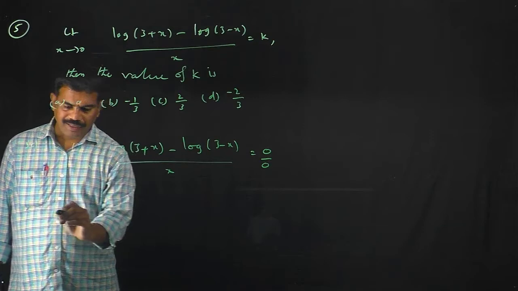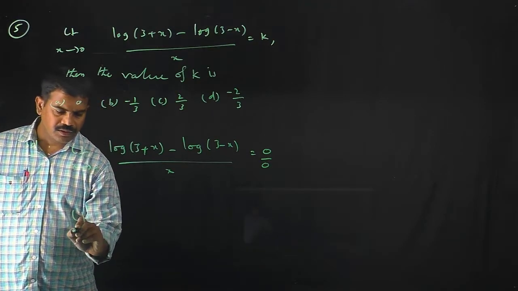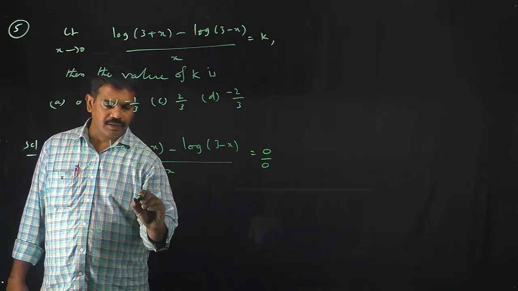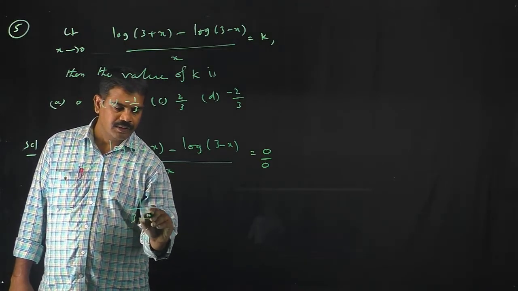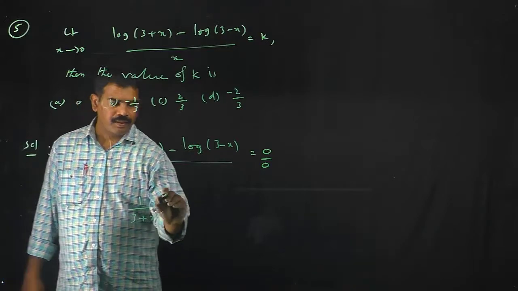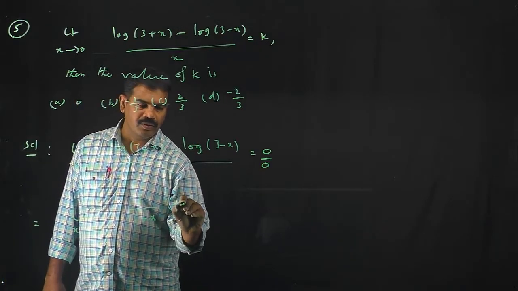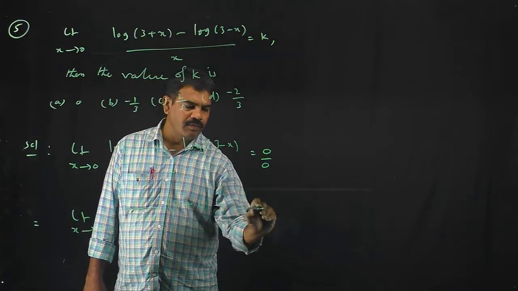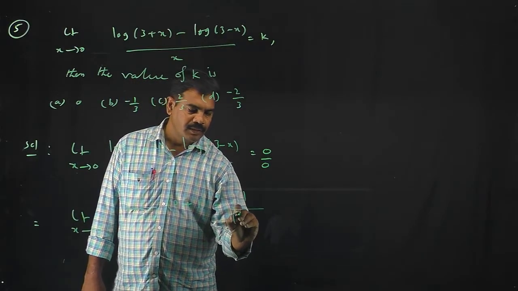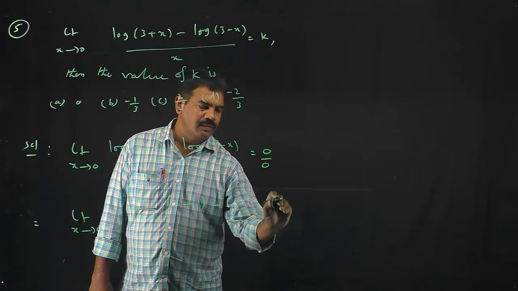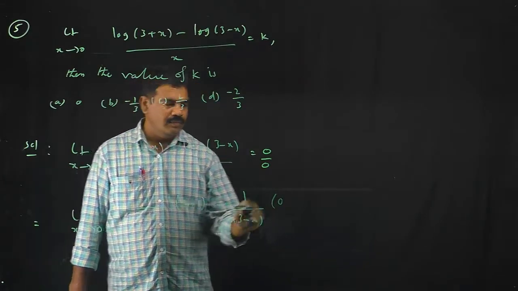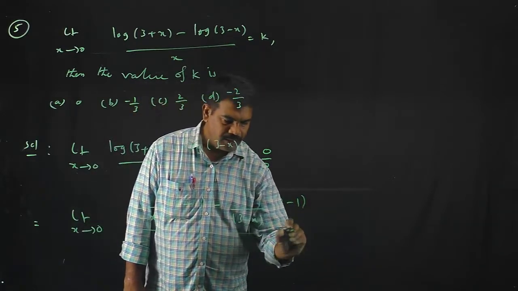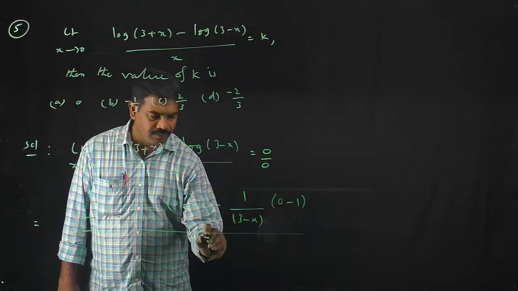Now we apply the L'Hospital rule: limit x tends to 0, derivative of log x is 1 by x, that is 1 by 3 plus x into derivative of constant 0 plus derivative of x, which is 1, minus, it is also in the form of log x, we write 1 by 3 minus x into derivative of constant 0 minus x, derivative is minus 1, by the derivative of the denominator x, which is 1.